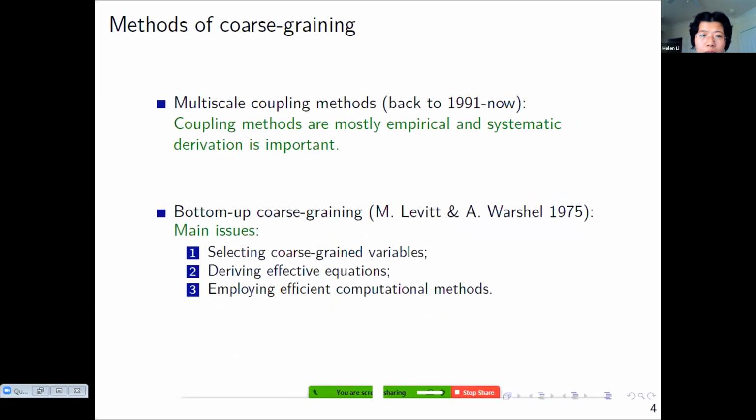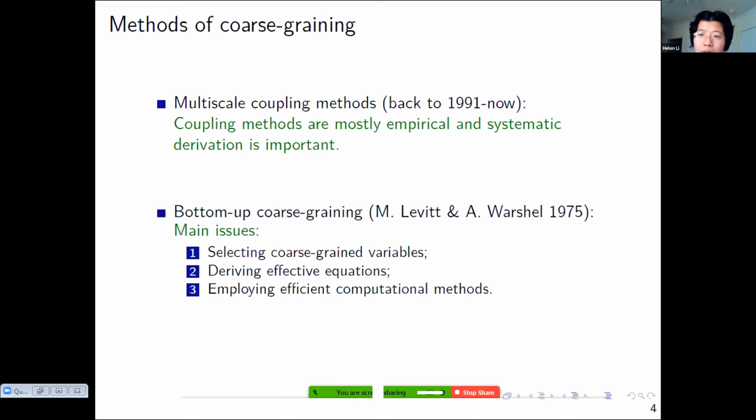And there are many ways to apply the idea of coarse-graining. For example, we can use multi-scale coupling methods. The idea is we have a fine scale model, for example, an atomic model, and an empirical continuum model. And then we combine these two together, and we get a multi-scale coupling method. And multi-scale coupling methods are mostly empirical. In other words, the coarse-grained model you are applying should be consistent with the underlying atomic model.